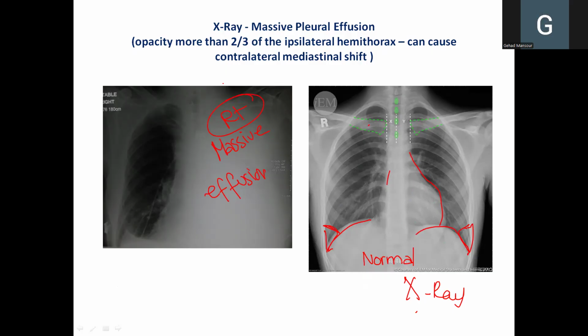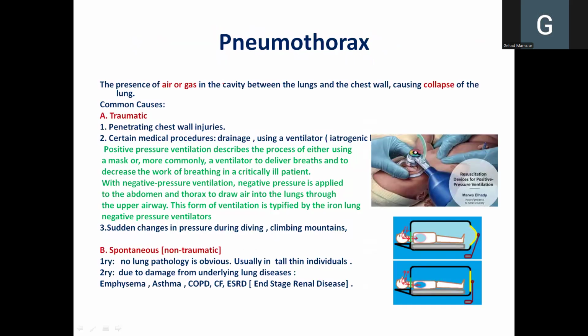Of course, during our study of the cardiovascular system, we will be studying in detail how to read an X-ray and what are the findings that are normal and what are the findings that are abnormal on a chest X-ray. We will stop here and we will be continuing next time and studying a new disorder, which is pneumothorax.